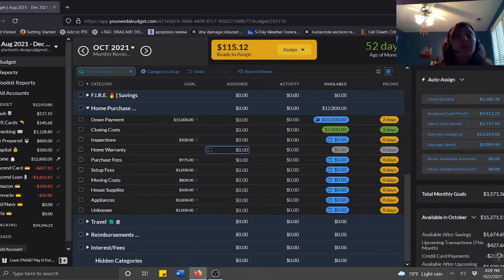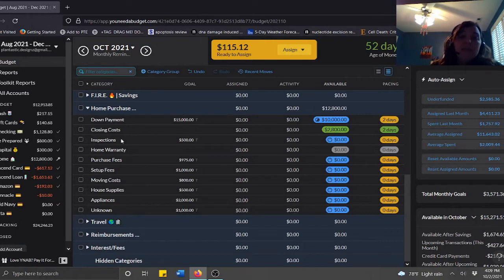This is what I'm currently working on as far as getting money saved for when I buy whatever home I buy. I'm looking at either a condo or a townhome because it's just me, I don't need a lot of space, but I do want a home. I don't want to rent. So currently I have $10,000 saved for down payment. I'd like to get it to 15. And then I have $2,800 saved in closing costs.